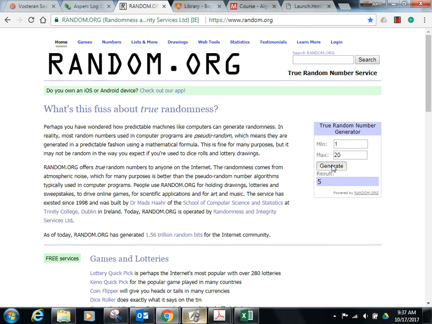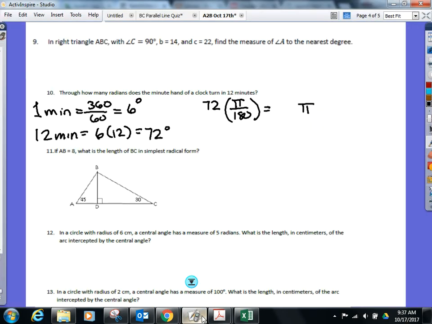So in radians, it's 2/5 pi. You can also write it 2 pi over 5, whatever floats your boat.